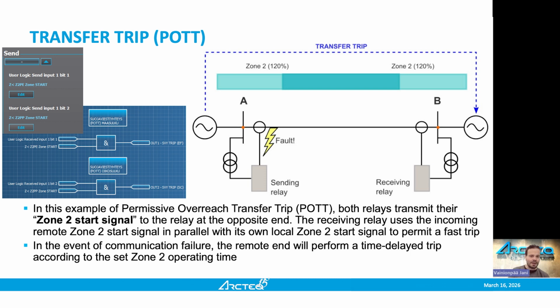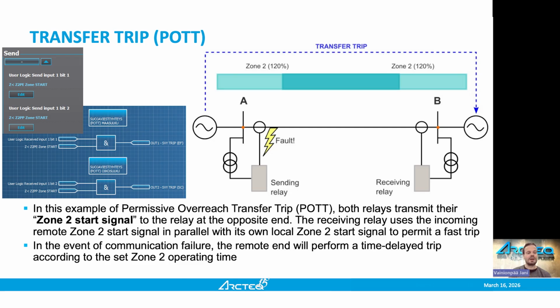So what we do, let's talk about the relay at station A. Whenever zone 2 notices a fault, we use our integrated transfer tripping functionality, where we can send data to the other end of the relay. We use the inbuilt process bus for this. So we choose zone 2 phase-to-phase starting, and zone 2 phase-to-earth starting.